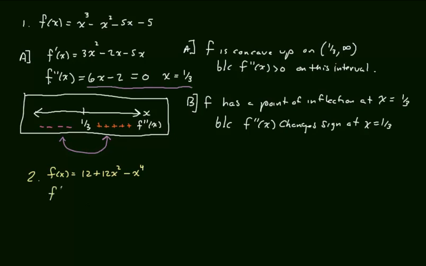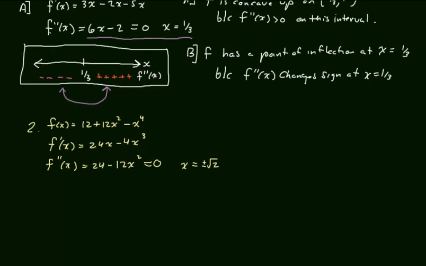Okay, we are going to first find the first derivative, 24x minus 4x cubed. Next, find the second derivative, which is 24 minus 12x squared. I'm setting the second derivative equal to 0 for potential points of inflection. And when we solve that, we get x equals plus or minus the square root of 2. I'm ready for my number line.